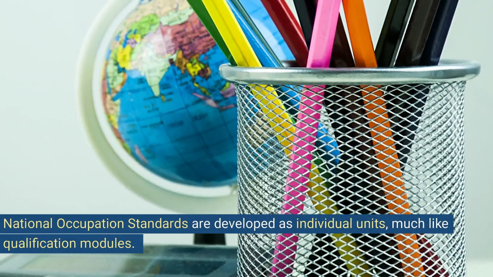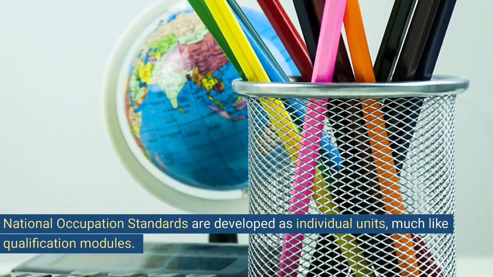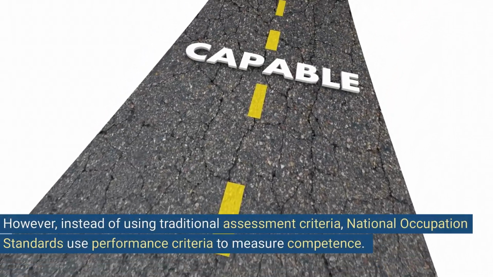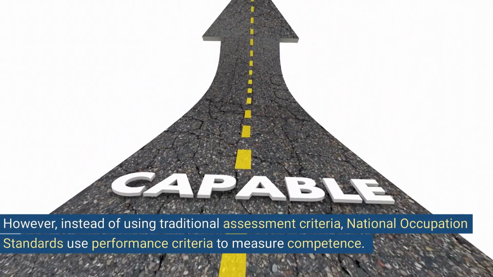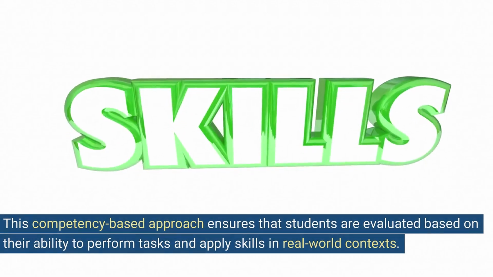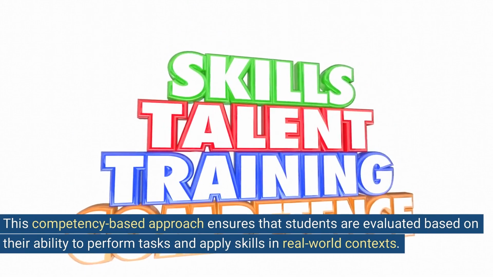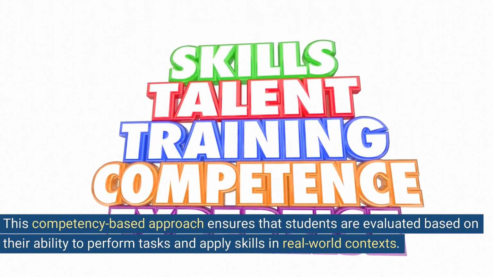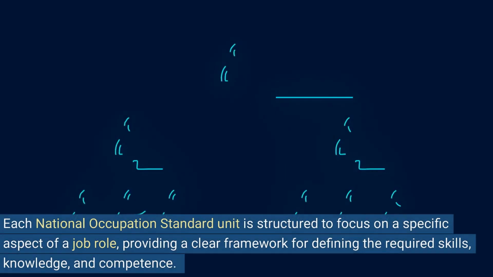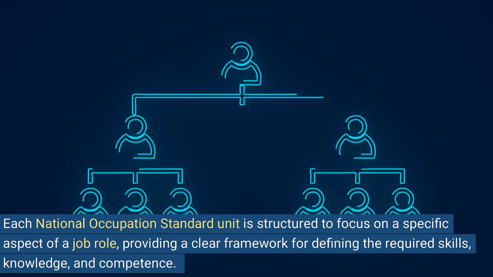National occupation standards are developed as individual units, much like qualification modules. However, instead of using traditional assessment criteria, national occupation standards use performance criteria to measure competence. This competency-based approach ensures that students are evaluated based on their ability to perform tasks and apply skills in real-world contexts. Each national occupation standard unit is structured to focus on a specific aspect of a job role, providing a clear framework for defining the required skills, knowledge, and competence.